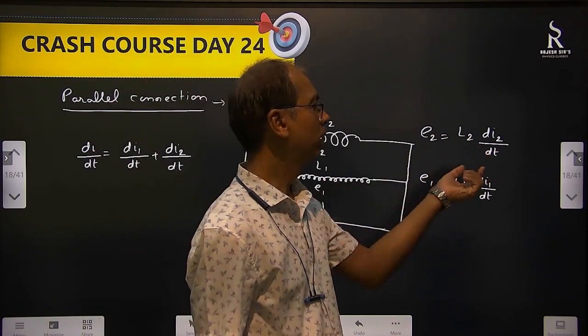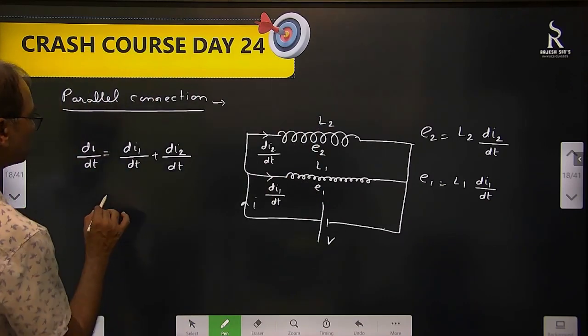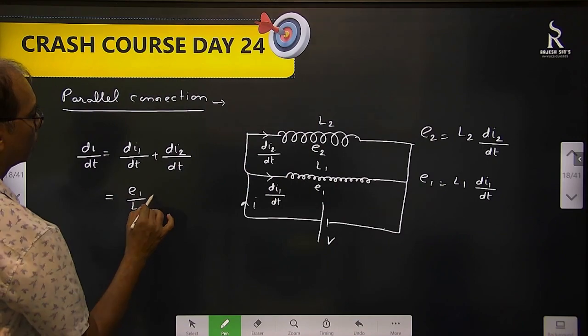All right, so here we are using it. E2 equal to L2 di2 by dt, E1 equal to L1 di1 by dt. So let's put it here. di1 by dt value is E1 by L1, and this is E2 by L2.